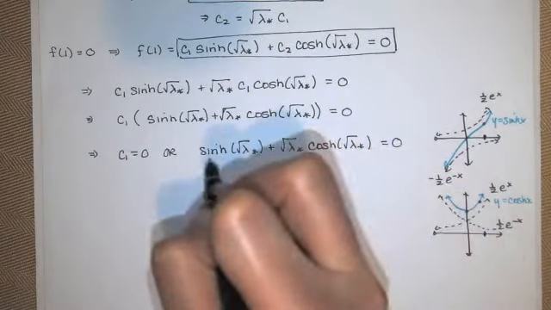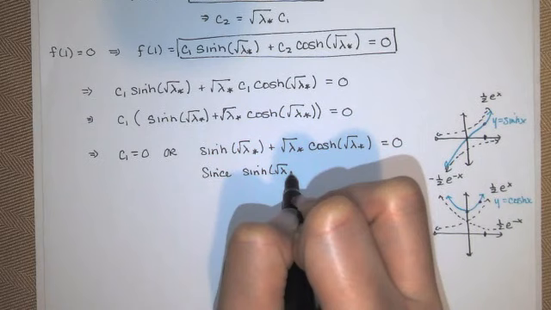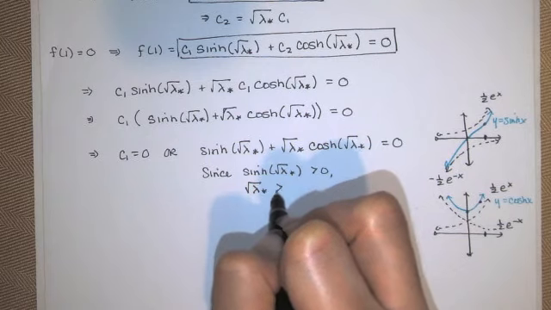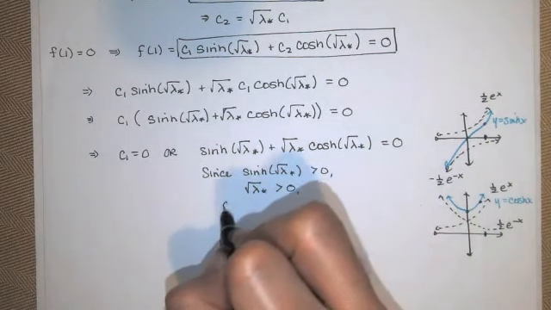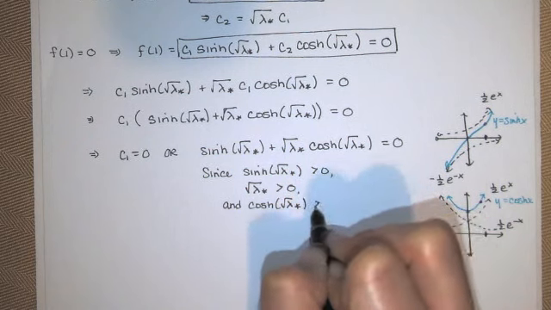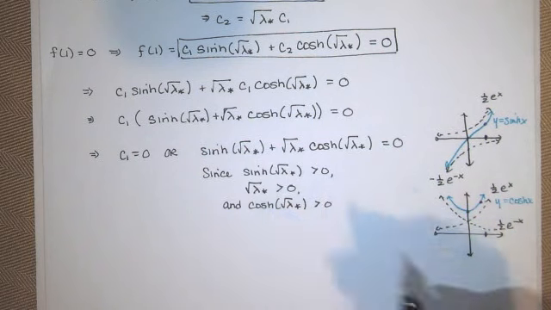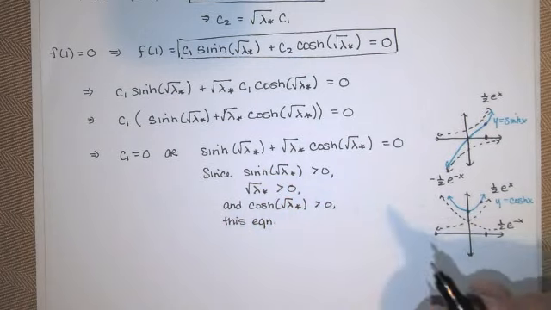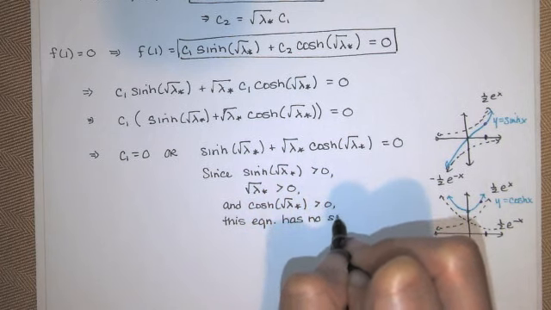So let's write that down. Since the hyperbolic sine of this is positive, of course, this is positive because of our initial definition of this lambda sub star, and the hyperbolic cosine of that square root of lambda sub star is positive. Since all of that is positive, there's no way we could add this together and get zero. I'm using EQN for equation. This equation has no solution.